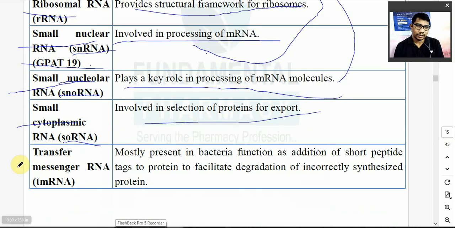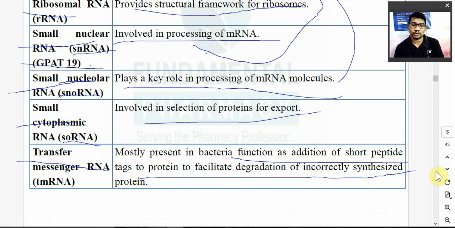Next is nothing but the transfer messenger RNA, tmRNA. So it is mostly present in the bacteria, and its function is nothing but the addition of short peptide tags to the protein to facilitate the degradation of incorrectly synthesized protein. तो ड्यूरिंग द प्रोटीन सिंथेसिस क्या होता है कि कभी कभी इनकरेक्ट प्रोटीन सिंथेसिस होता है ड्यू टू म्यूटेशंस, ड्यू टू समथिंग, सम एरर्स इन द सिंथेसिस. तो वो जो प्रोटीन गलत सिंथेसिस हो गया तो उसको रखेंगे तो फिर डिजीज हो जाएगा, वो एंटीजन बन जाएगा. So that protein should be degraded.